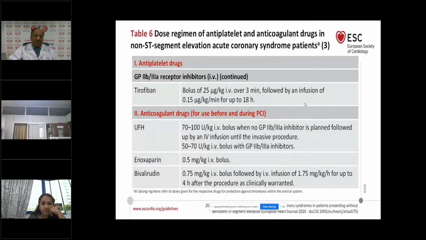Now, if the patient has severe chest pain, till the patient is being taken up for angiogram, you can give tirofiban, that is IV GP2B3A platelet receptor inhibitors. Anticoagulants should be initiated in all cases of NSTEMI, but in a very low risk case like unstable angina, it may be skipped.